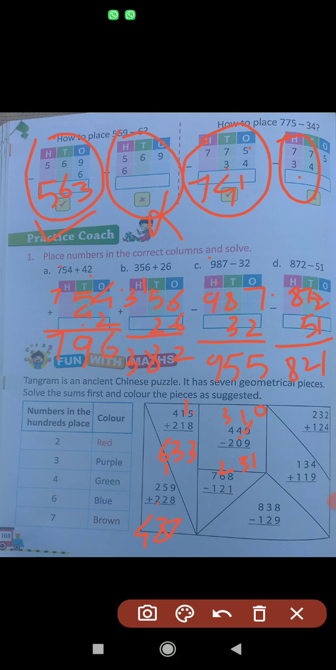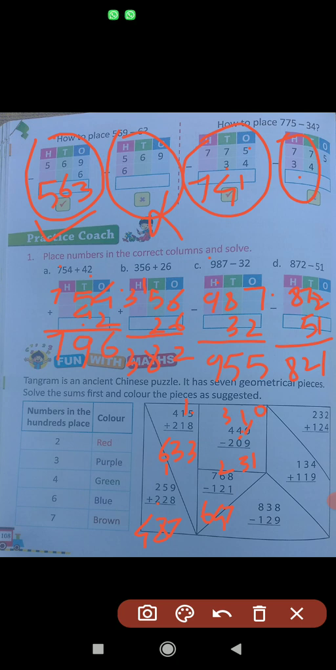Next, 768 minus 121. Subtract 1 from 8. 8 minus 1 is equal to 7. 6 minus 2 is equal to 4. Write 4 in tens place column, and hundreds place 7 and 1. Subtract 1 from 7 is equal to 6. 647. 768 minus 121 is equal to 647.